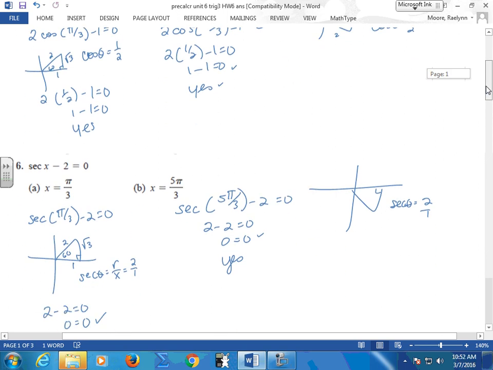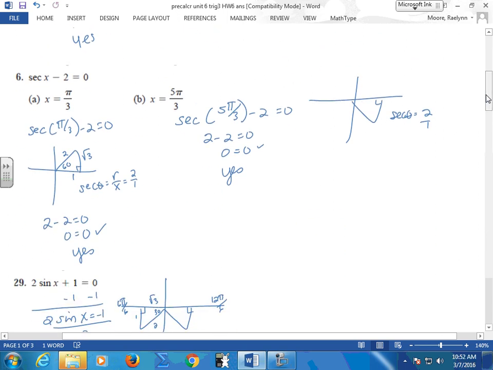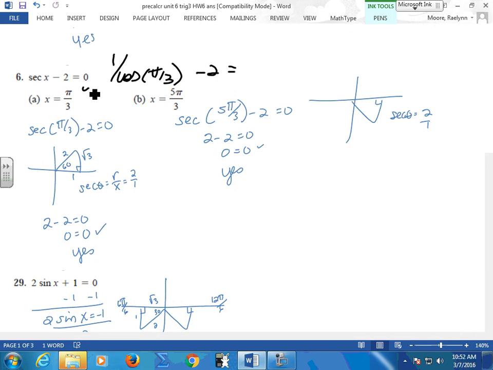The second one, the same thing. How do I put a secant in my calculator? How do I say secant? Cosine of 1 over cosine. So 1 over the cosine of pi over 3, minus 2. If it says equals 0, you got it. If you want to convert it to degrees, convert it to degrees.